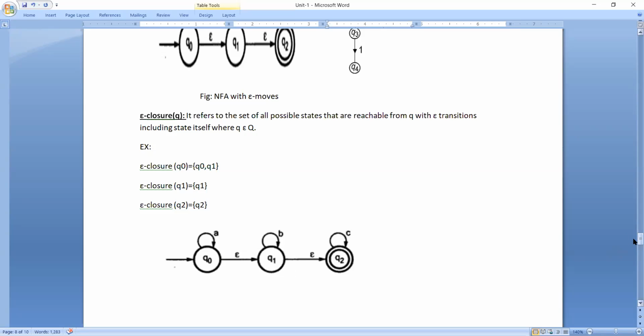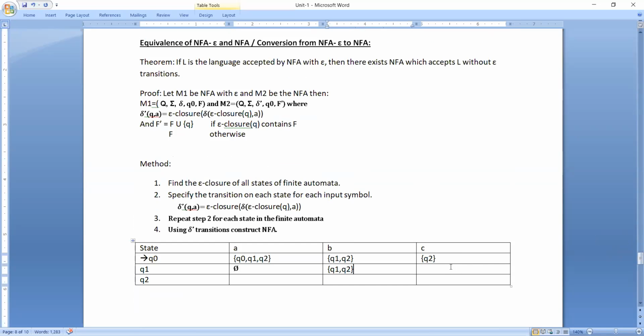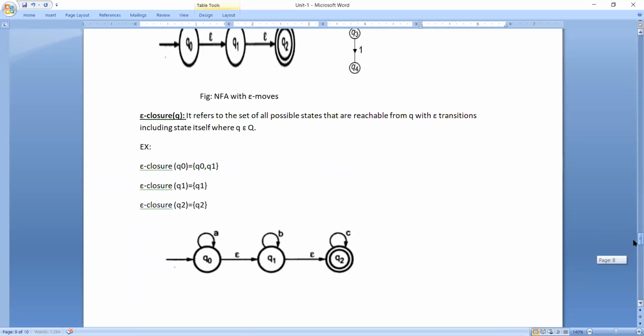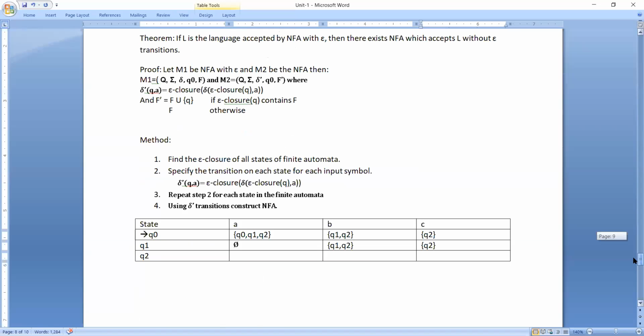Okay. What about Q2 on C? I hope the same state, right? Q1 on C, it is Q2. Yes, very good. Q1 on C will be Q2 itself. How is Q1 on C Q2? Epsilon, because there is an epsilon. Very good. So on Q1, I don't have a direct transition on input symbol C, but still I am able to reach Q2. The reason is that as there is an epsilon transition from Q1 to Q2, I can say there is a transition to Q2. That's it.